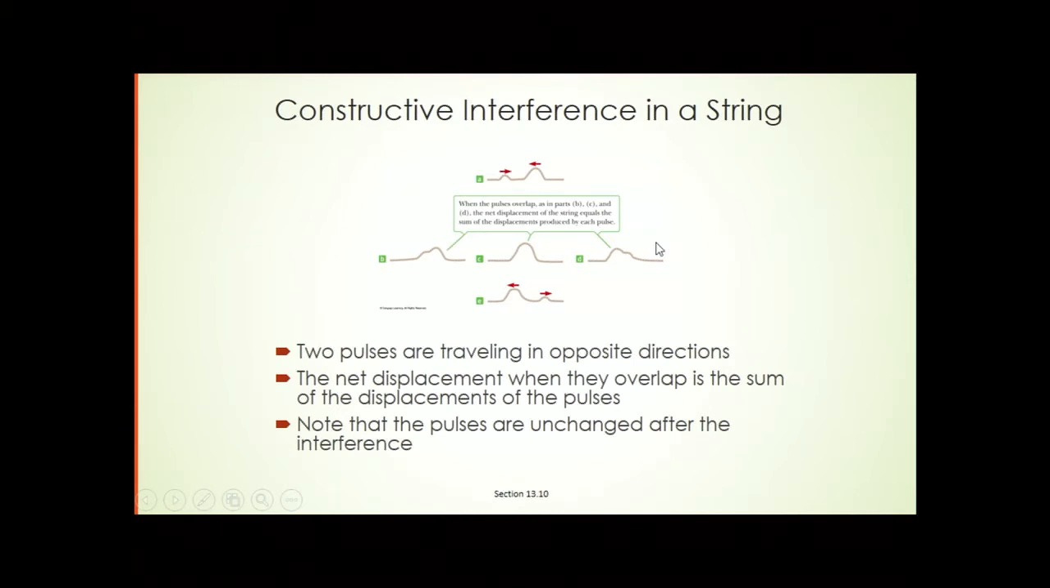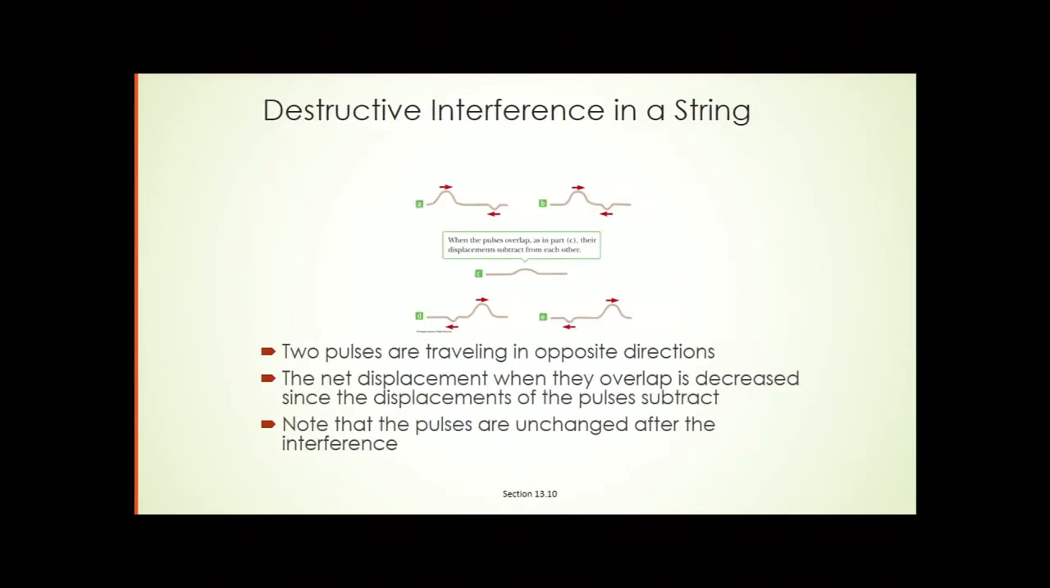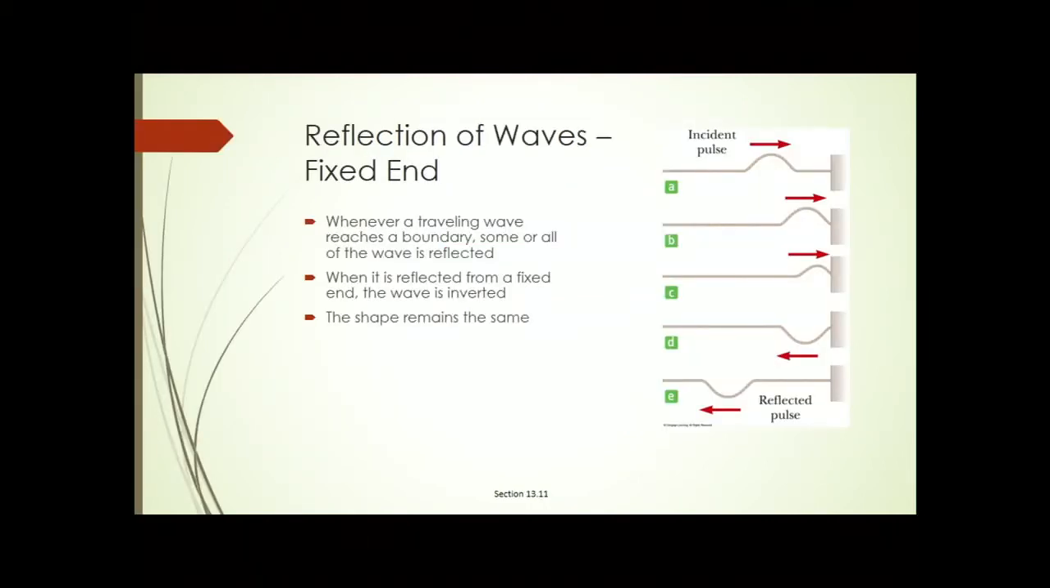Two waves traveling in opposite directions, when they overlap, the net displacement is the sum. But the big thing here is that when the waves travel through, they're unchanged. Just at those points where they're additive, where I'm at on my string, do I see a difference? But the waves themselves remain unchanged. So we get constructive interference and destructive interference. You get the same thing with destructive interference, a different pattern, and the pulses are unchanged after the interference. So we can get a lot of different things.